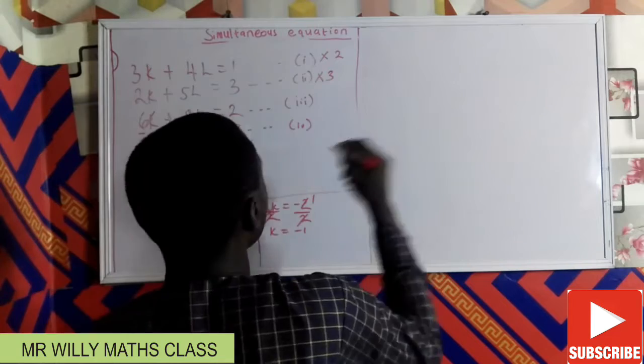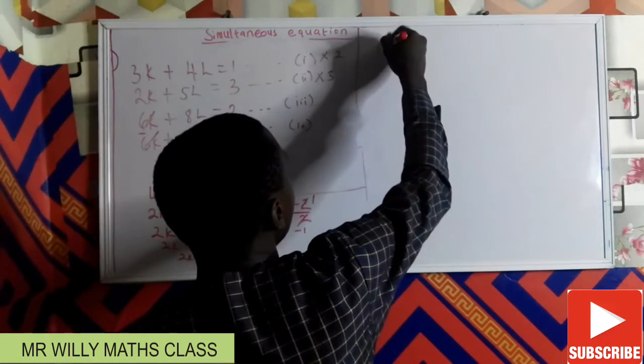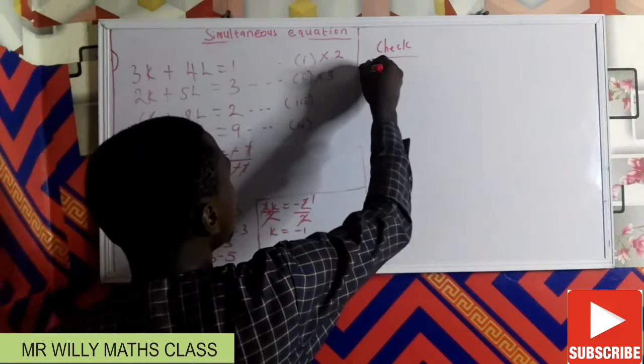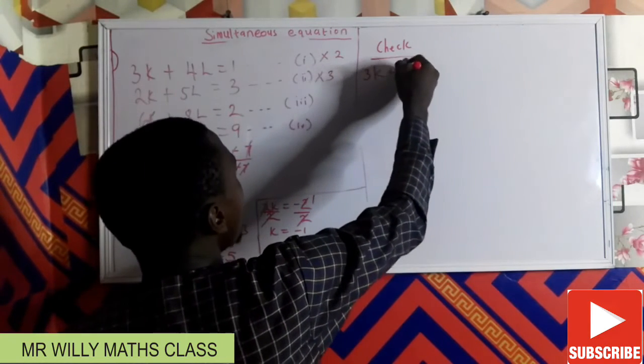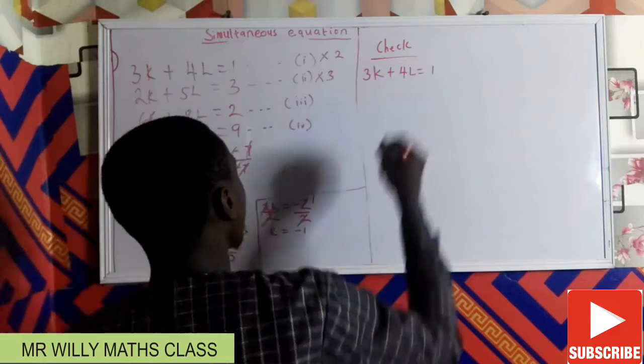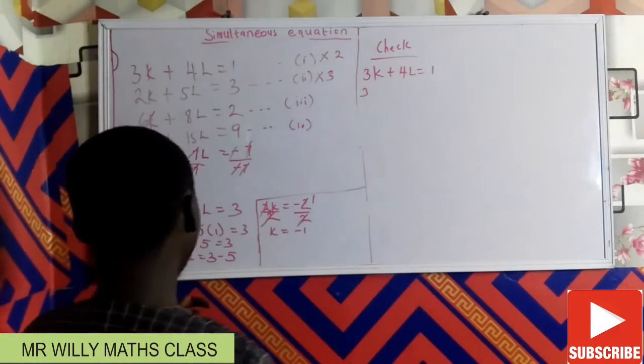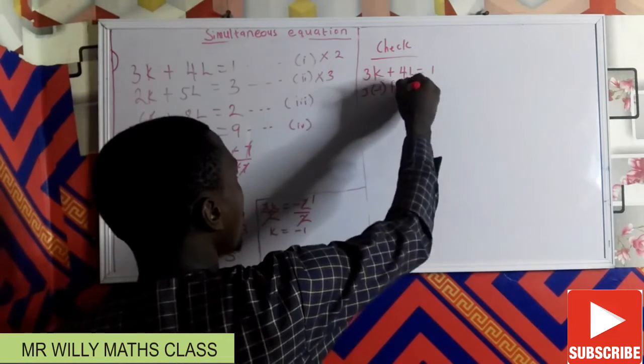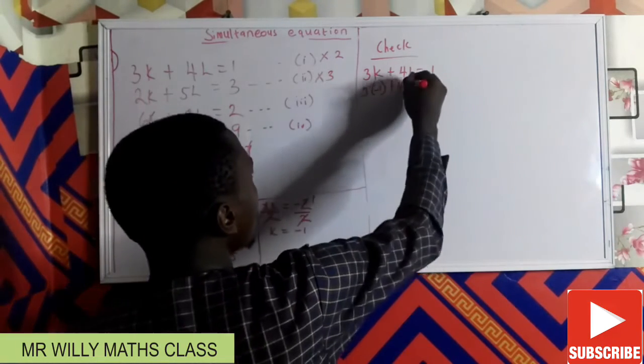Now let's check. We want to check whether we are right or wrong. We can pick any of the equations to check. Now the equation 1 says that 3K plus 4L should give us 1. Now that will be 3. What's our K? Our K is minus 1. That will be bracket minus 1. Plus what's 4L? What's L? L is 1, times 1.